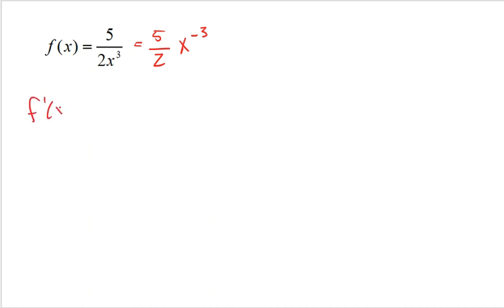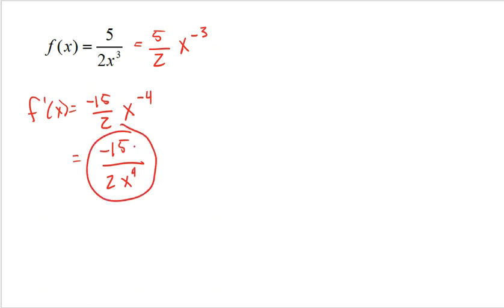Then to find the derivative, we know the power rule says drop that negative 3 down in front, which makes negative 15/2, because when you drop that negative 3 down, it multiplies, times x to the negative 4. Power rule says subtract 1 from your exponent. So after I clean that up, because we don't want a negative answer, I'm going to move that x to the positive 4 in the denominator. So there is your derivative.